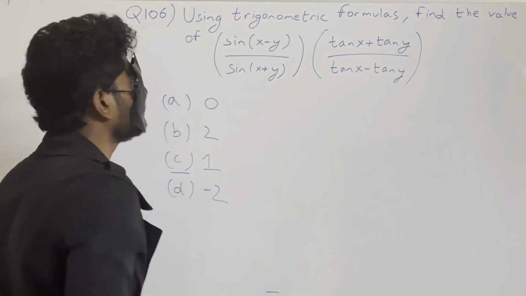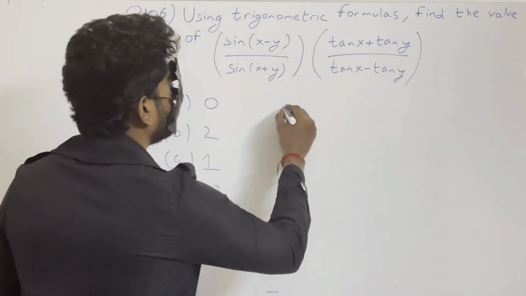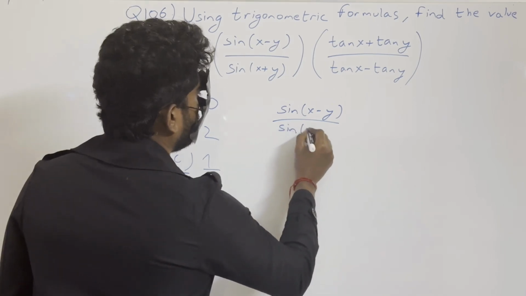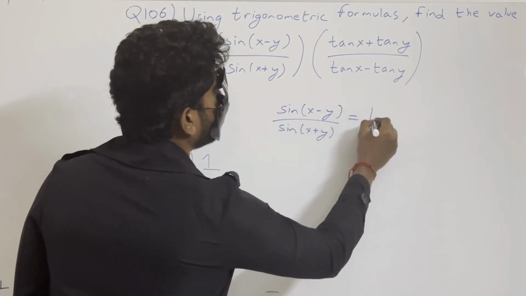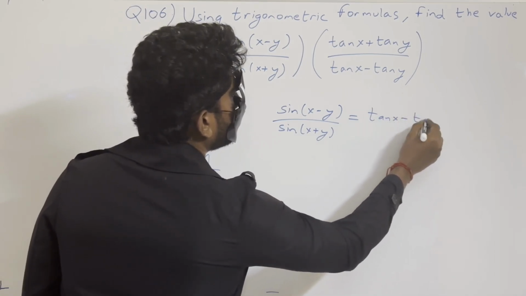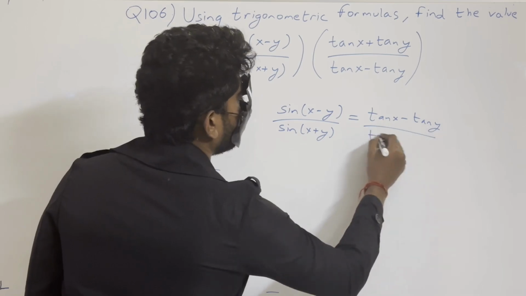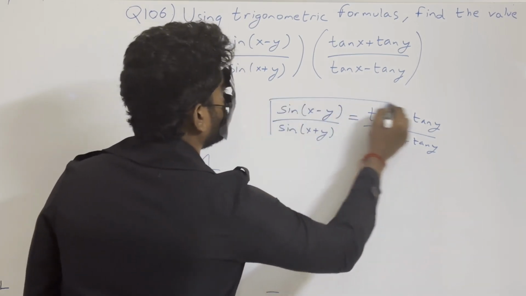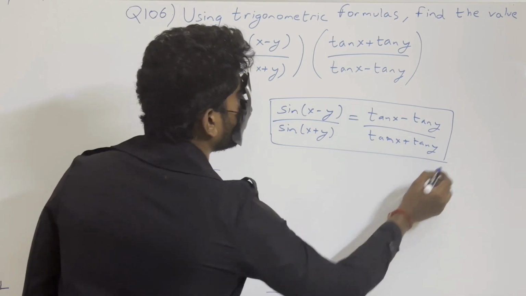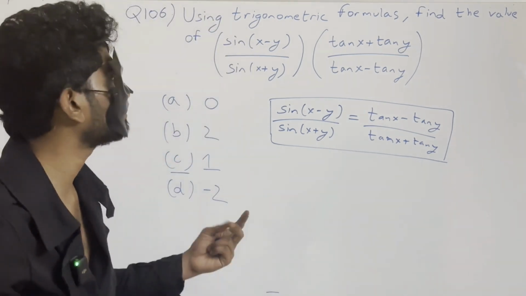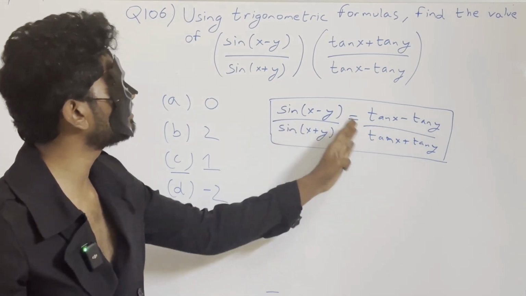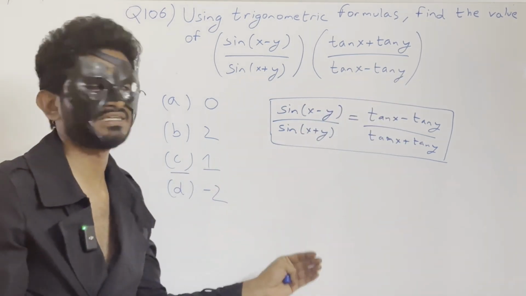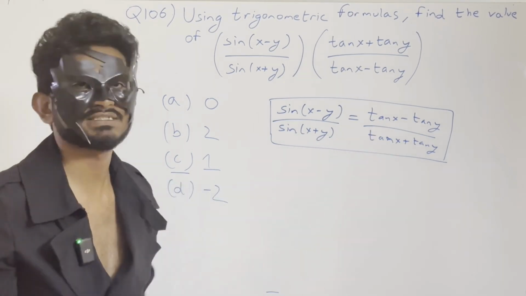What I would suggest is learn this as an identity, that sin(x minus y) by sin(x plus y) is nothing but tan x minus tan y by tan x plus tan y. Learn this as an identity. It might be useful in other questions also. Now, if I prove that this is equal to this, then this part is nothing but the inverse of this, so it will get cancelled out. So now I'll teach you how we arrived at this equation.